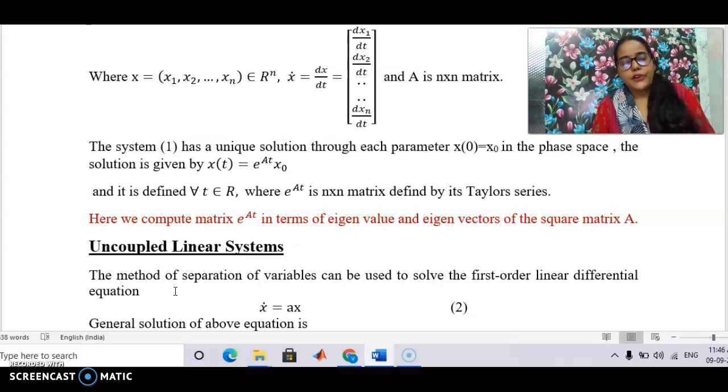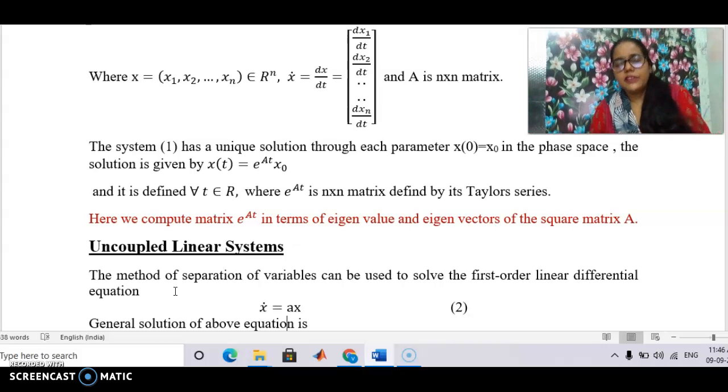In the x1 dot equation, and similarly in the x2 dot equation, it contains x2 and plus x3. So these types of equations are known as coupled equations. And an uncoupled equation means that if dx1 over dt is written, then it is equal to some function of x1 only. If dx2 over dt is written, it means it is some function of x2 only.